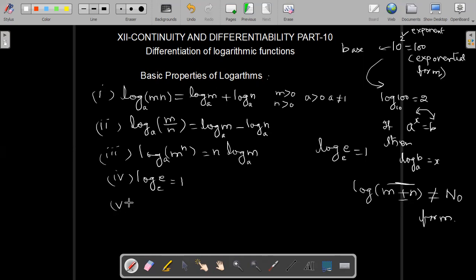Similarly, if on exponential power log to the base e, x, meaning we have the same base e, then this log and exponential will cancel and we get only x. This will be used in differential equations. In differential equations, we will use this formula.